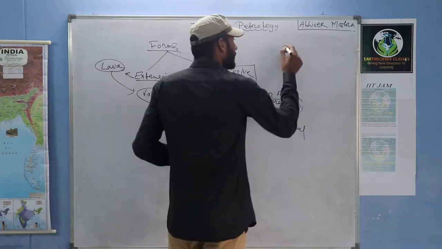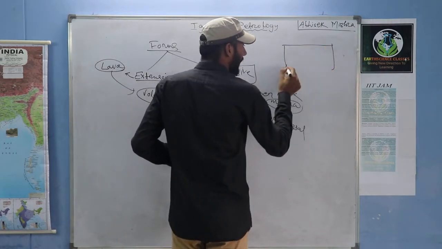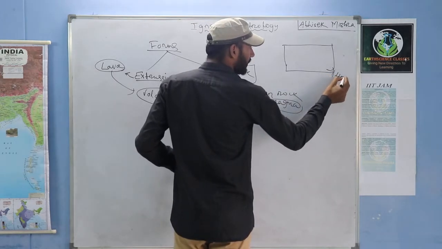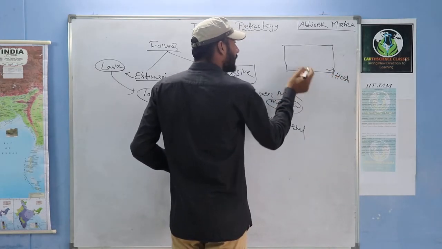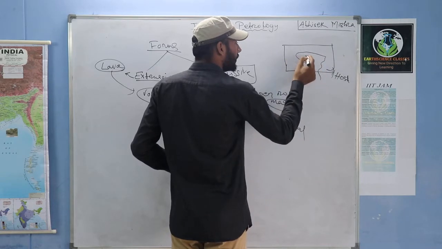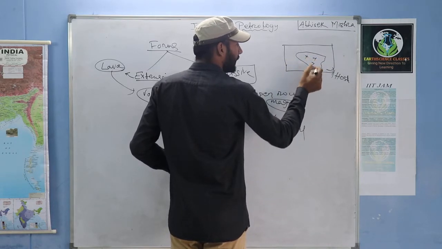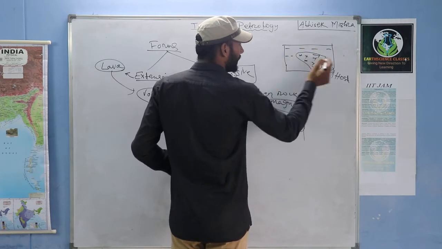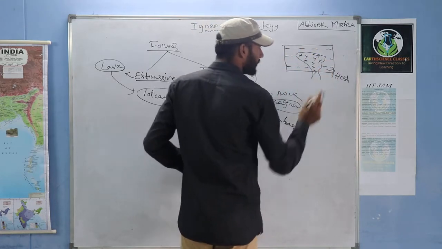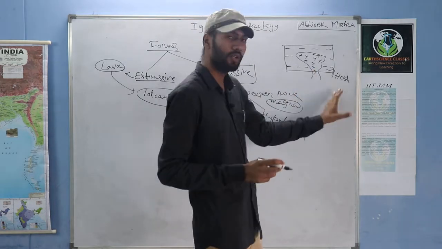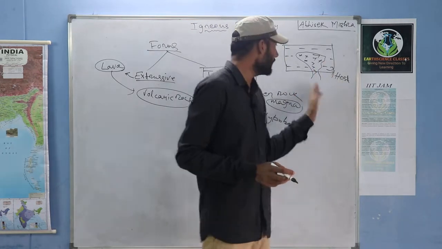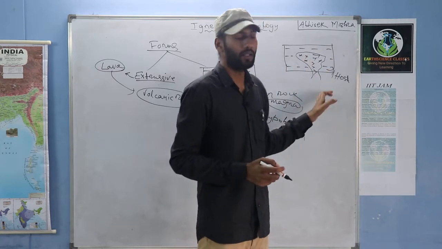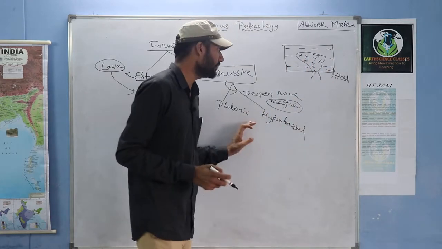Some parent rocks are there, some host rocks are there. The magma got intruded and solidified, right? Previously there was a host rock. Within the host rock the magma entered, crystallized and solidified. So we name it as intrusive rock.